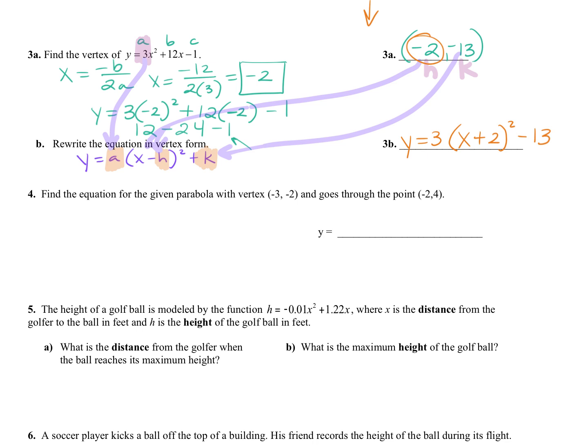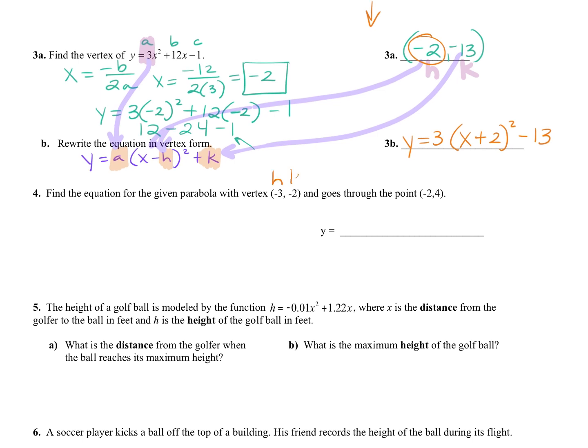Okay, so the vertex is your (h, k), not (x, y), okay? And then the point is your (x, y). This is the one that I told you I'll give you partial credit if you set it up right, but without the a value, because at least you're moving in the right direction.